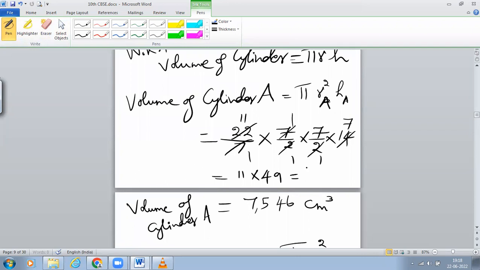1078? No, it is somewhere around 500. It is above 500. It is 869. Therefore, the volume of cylinder A is 869 centimeter cube. Sorry, I'm really sorry, I made a mistake in the calculation. Please change. The formula is pi r square into h. I will change the answer, ma'am.